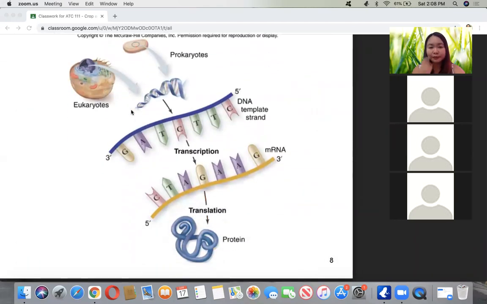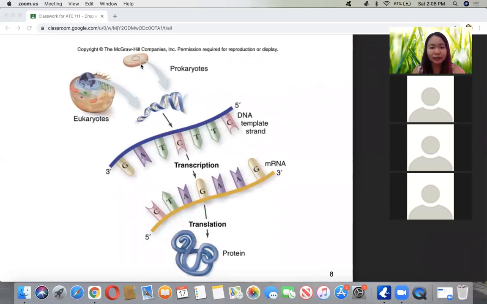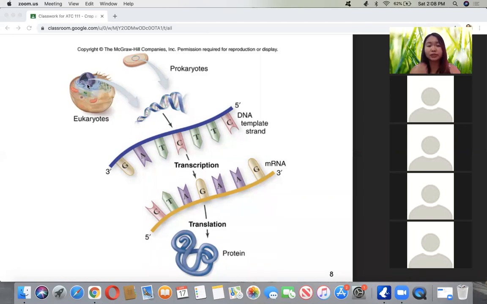Moving forward, this is just how eukaryotes and prokaryotes transcribe and translate proteins. From our previous biology, we know that the higher organisms belong to the eukaryotes because they have a nucleus.